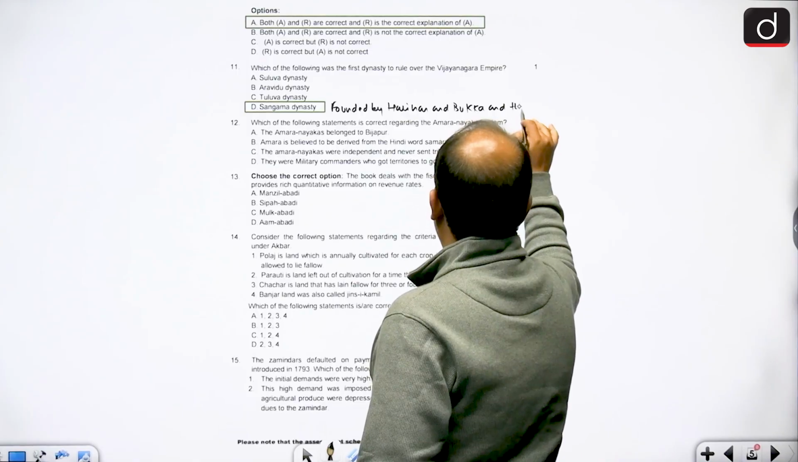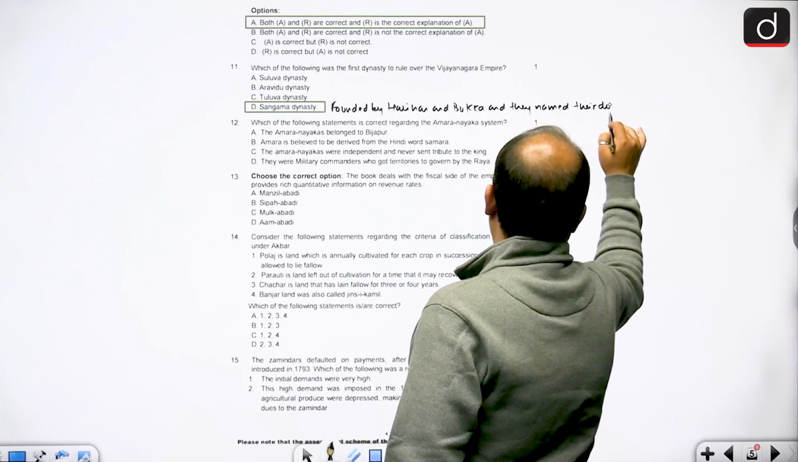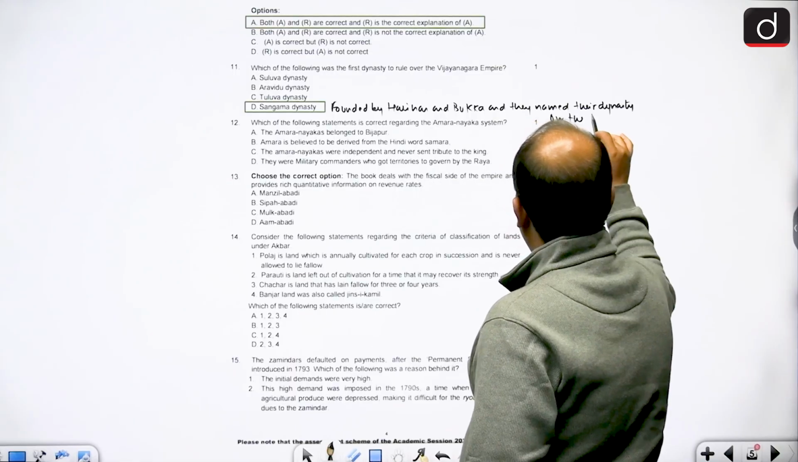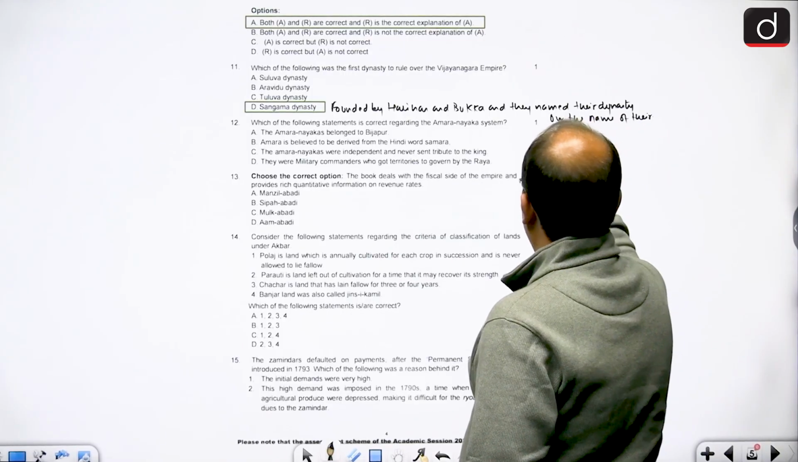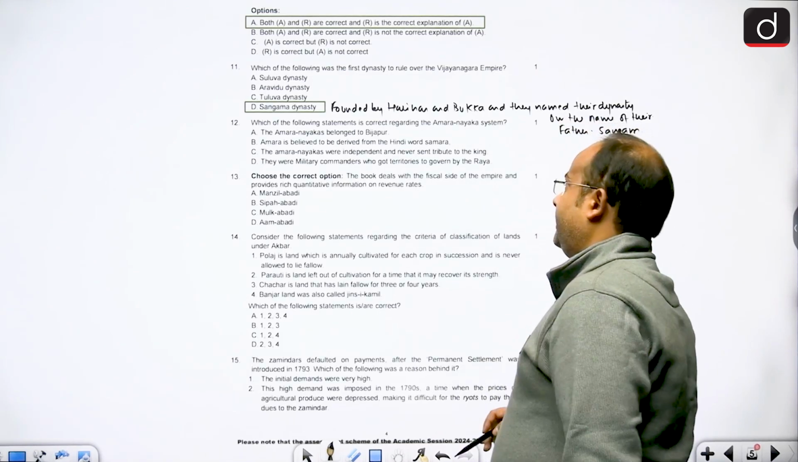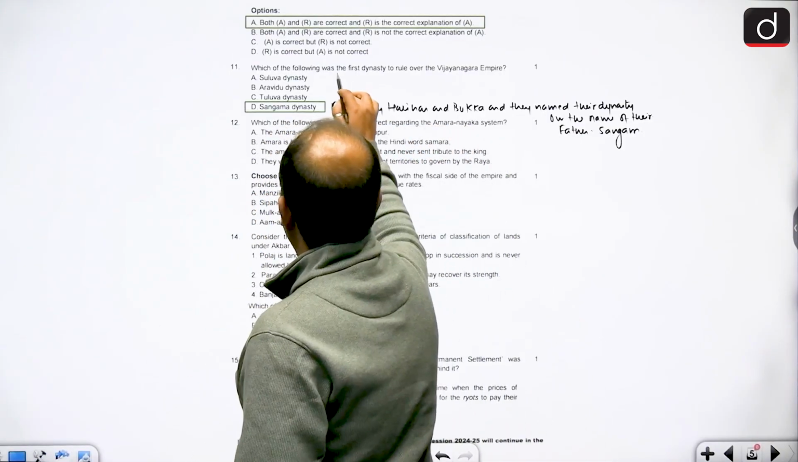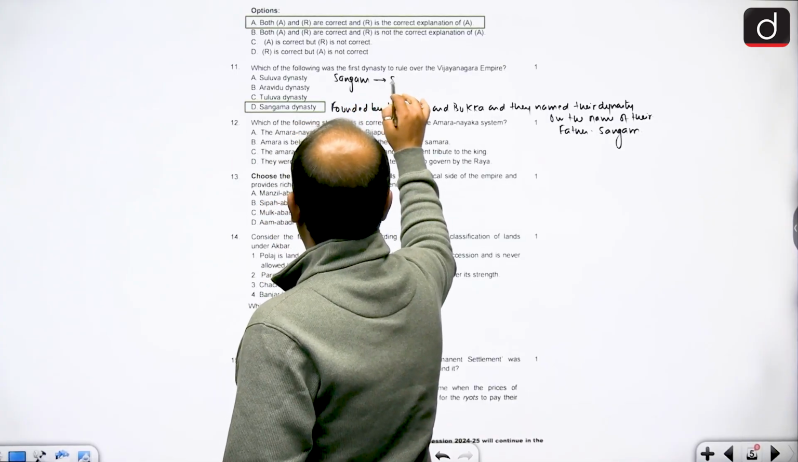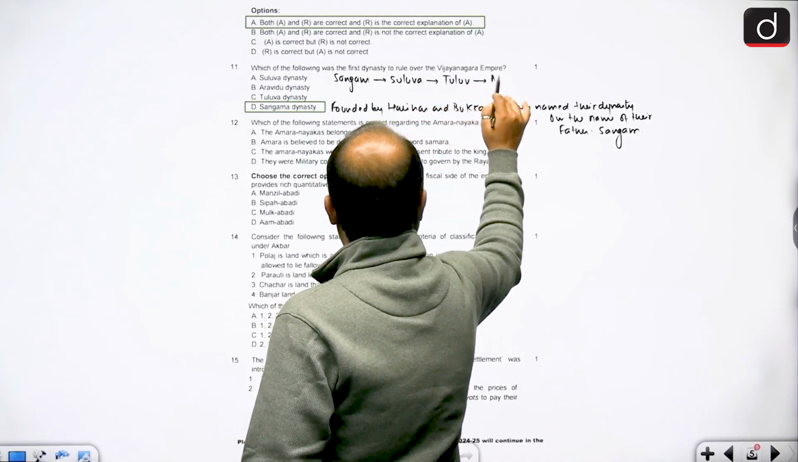They named their dynasty after the name of their father, Sangam. So it is called the Sangam dynasty. So the order is Sangam, then Saluv, then Tuluv, then Aravidu.